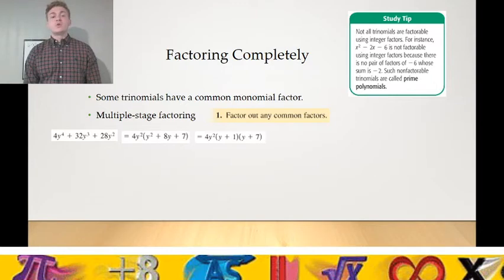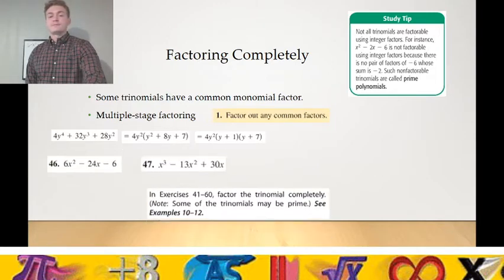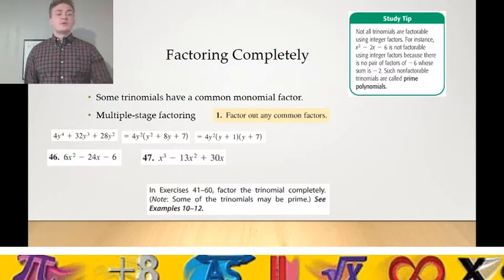We were able to determine that simply by factoring the polynomial, setting it equal to 0, and solving for the variable. We will discuss in a later section the zero factor theorem that will allow us to do exactly that. We'll look at an example here, number 46. We have the trinomial 6x squared minus 24x minus 6, and we're being told to factor the trinomial completely.